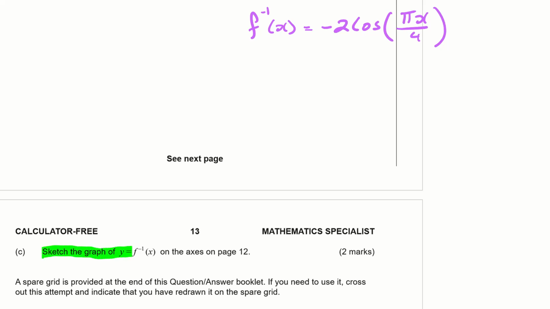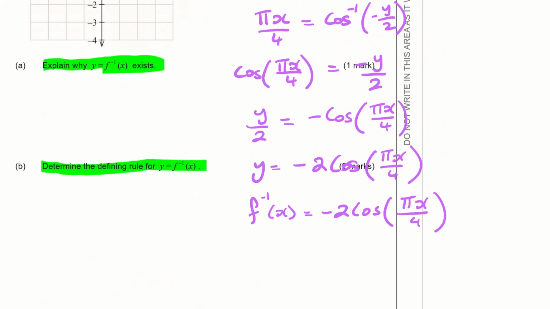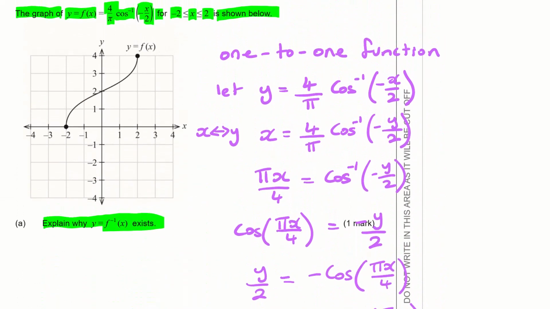We want to sketch the graph of the inverse function on the axes on page 12, which is here. Remember that a function and its inverse will be reflections of each other in the line y equals x. So if we reflect this point here, that would reflect to there. The intercept here would reflect to here, and where this leaves the graph up here, that would reflect to here. And then we've just got to try and get the shape so it looks like a reflection.